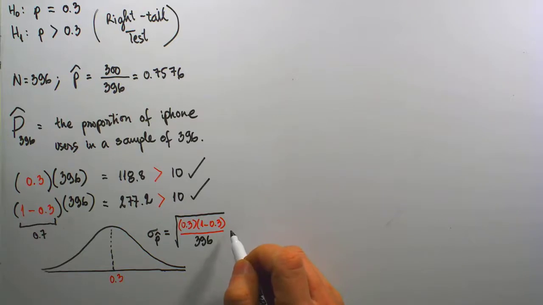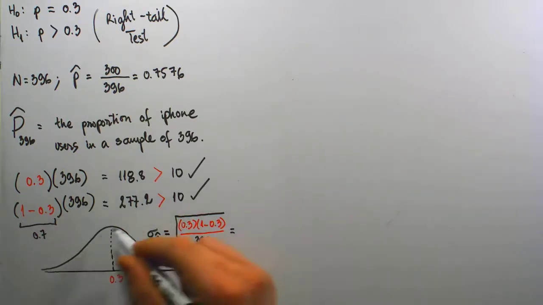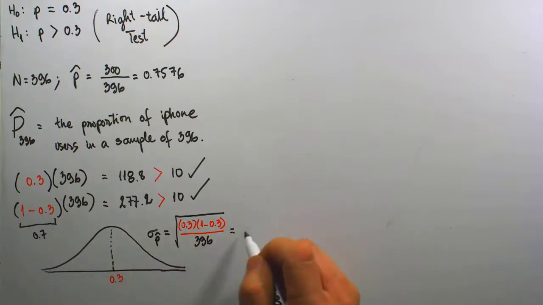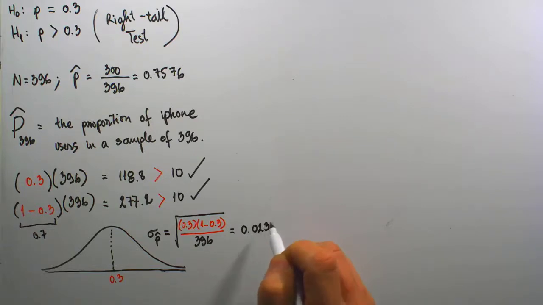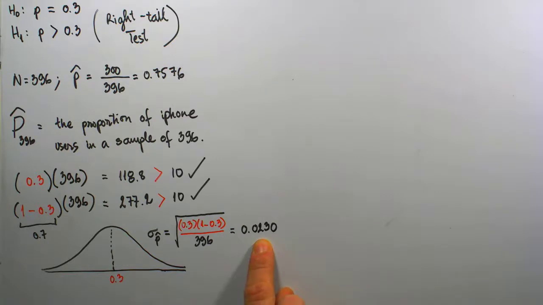Calculation of mine shows that sigma p hat, the average spread for this bell curve, will equal, in 4 decimal places, 0.0230. And I use 4 decimal places rounding here, but watch out for your rounding requirements about sigma p hat on any testing hypothesis problem.